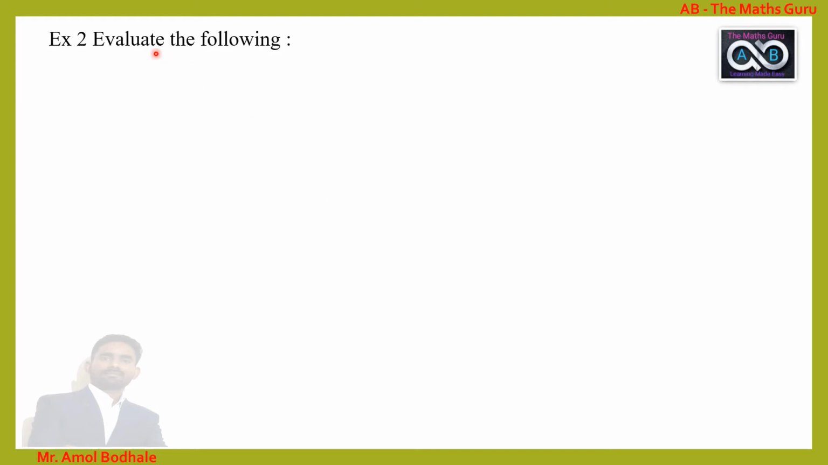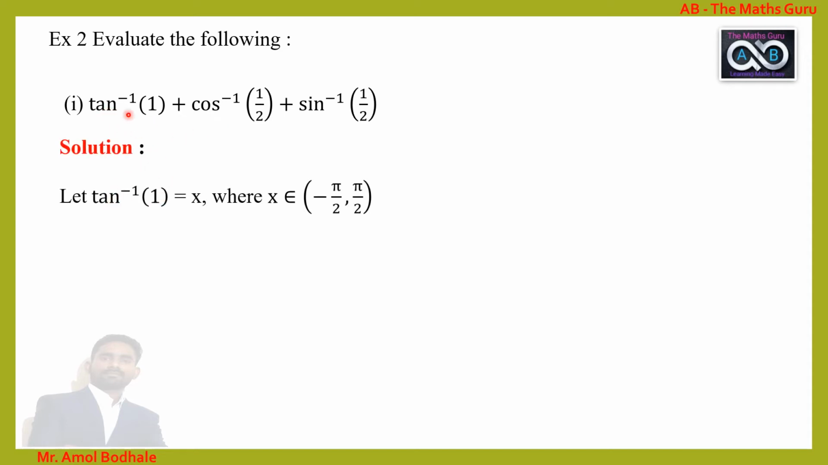Let's see the second example. Evaluate the following: tan inverse of 1 plus cos inverse of 1 by 2 plus sin inverse of 1 by 2. Here we have to find the value of this whole expression. To find the value of the expression, we can calculate the individual terms. Let tan inverse of 1 be x, as x must belong to the range of tan inverse, which is the open interval minus pi by 2 comma pi by 2. As tan inverse of 1 equals x, we can write tan x equals 1. Therefore tan of pi by 4 is 1.